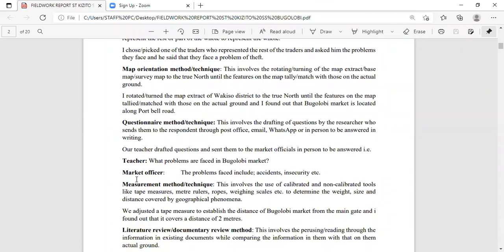And here you can give kind of a dialogue, the teacher asking, what are the problems faced in the Bugorobi market? The market officer responding, the problems faced include accidents and insecurity, among others.